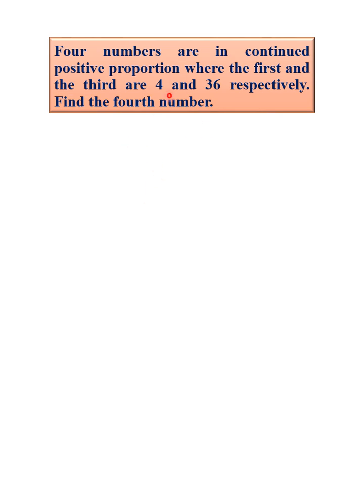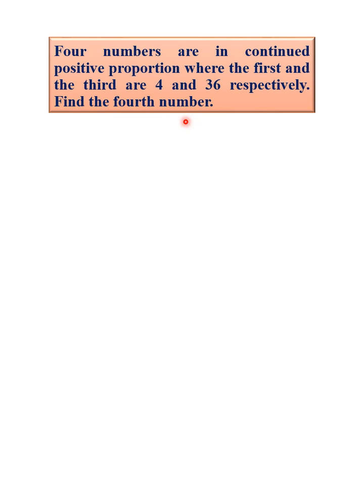This question is a representation of geometric progression. Let's go through it together and see what it is. It says four numbers are in continued positive proportion, where the first and the third are 4 and 36 respectively.